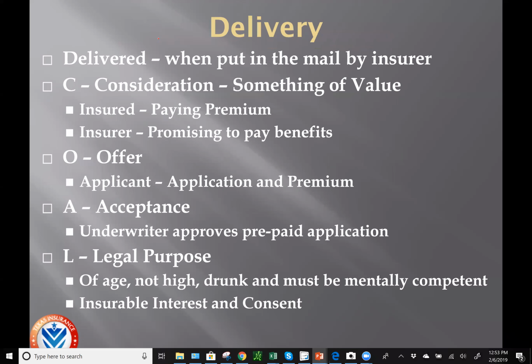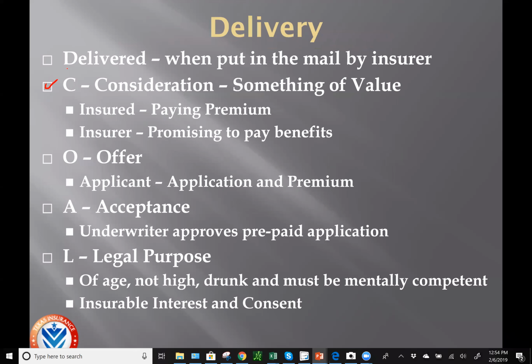All right, we're on the home stretch here for this chapter. We're going to go into elements of a legal contract. We will use the acronym COAL, C-O-A-L. The first is the C here, which is consideration.